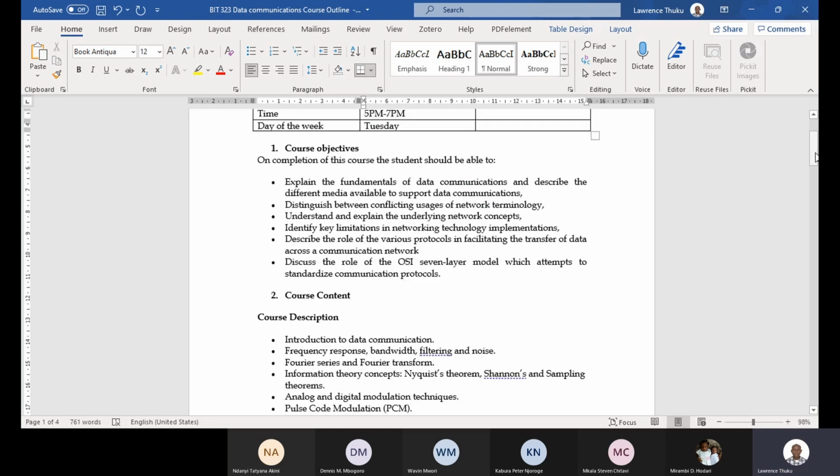So the major objective of this course is to be able to explain the fundamentals of data communications. And of course, describe the different media available to support communications. If you're going to specialize in networking courses, it provides the fundamentals of understanding what we mean by networking, as well as what we mean by data communication, or how data is transferred from one machine to another via a communication medium.